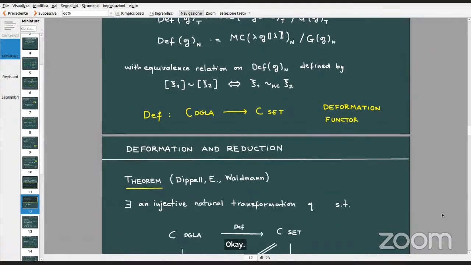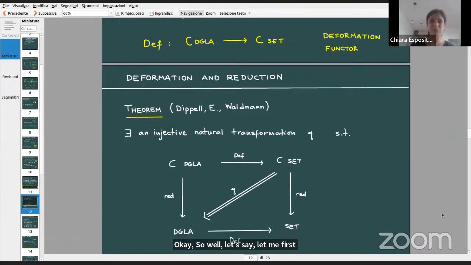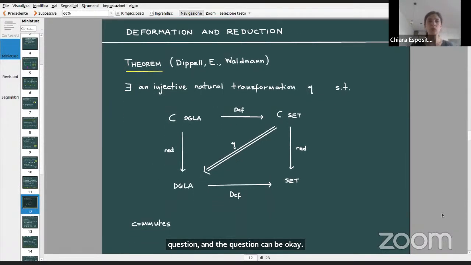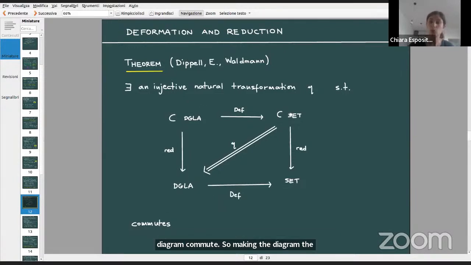Okay, thanks. Let me first answer another question. You told us that you want to study deformation and reduction. Now, what's happening here? The first result is the following: in some sense, deformation and reduction do commute, in the following sense. There exists an injective natural transformation eta from coisotropic sets to DGLAs, making this diagram commute. So making the diagram deformation-reduction really commuting.